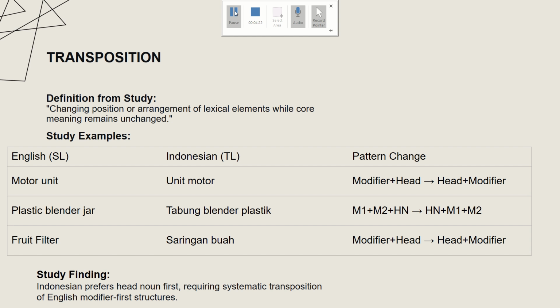Okay, transposition examples. Transposition is defined as changing the position or arrangement of lexical elements while the core meaning remains unchanged. For example, motor unit becomes unit motor, shifting from modifier-head to head-modifier order. The second one, plastic blender jar becomes tabung blender plastik.